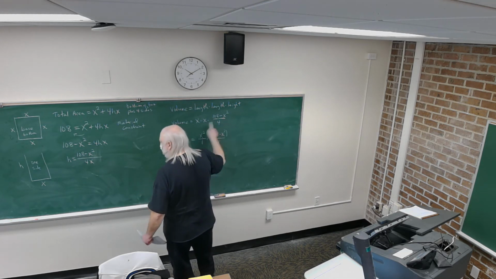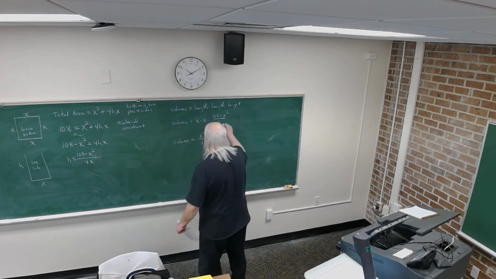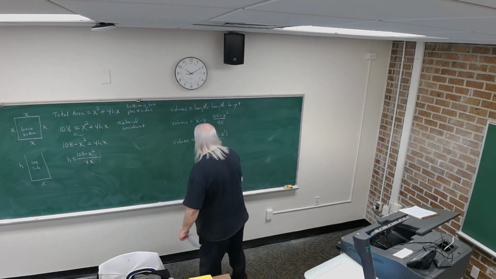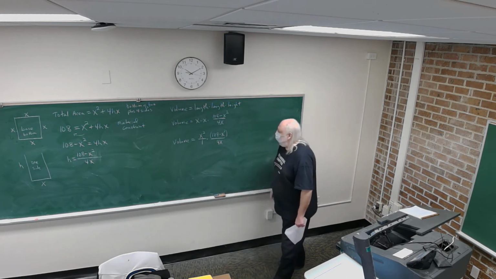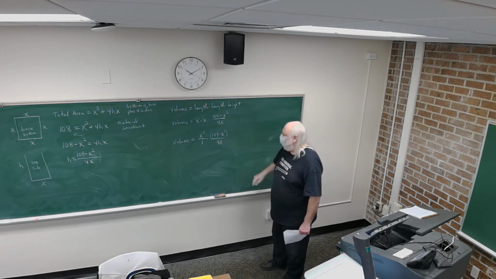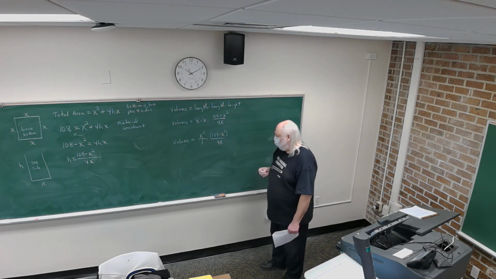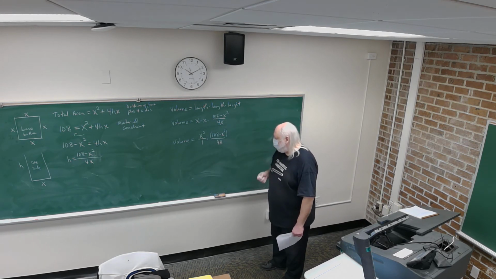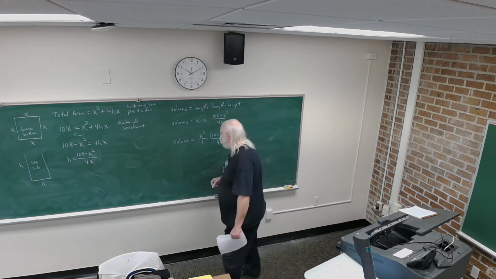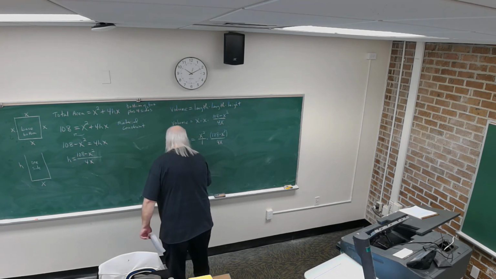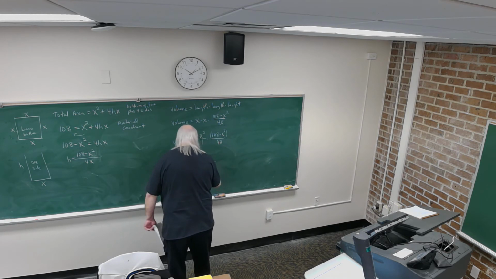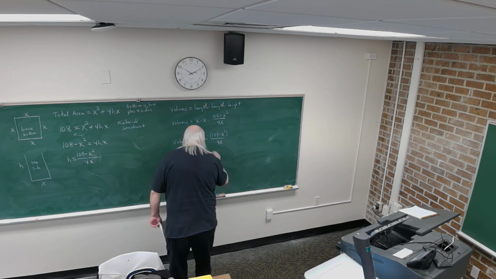You know what? I forgot something. There should be a 4x in the denominator, right? Didn't think that looked right. Okay. Yeah, so the height is 108 minus x squared over 4x. And so I just rewrote x times x as x squared over 1. And now when you multiply two quotients, you multiply straight across, and in this case the volume is equal to x squared times 108 minus x squared over 4x.